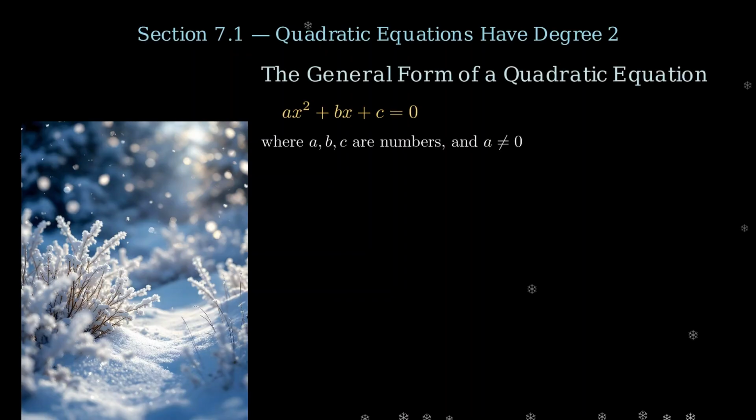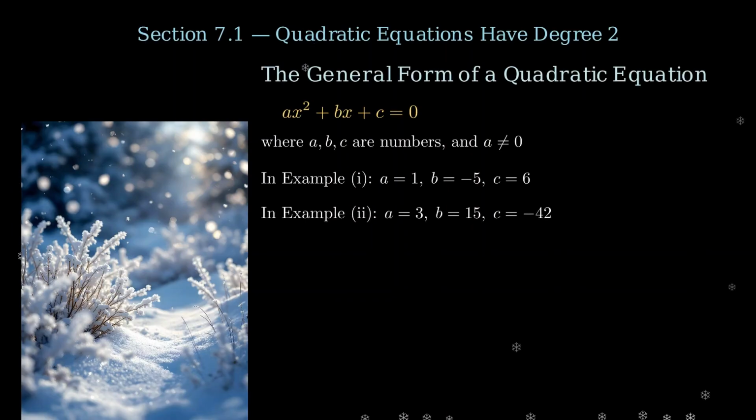The general form of a quadratic equation is written as ax squared plus bx plus c equals 0, where a, b, and c are numbers and a is not 0. For instance, in our first example, a equals 1, b equals -5, and c equals 6. In our second example, a is 3, b is 15, and c is -42.